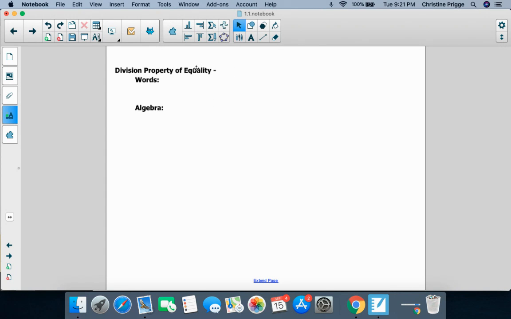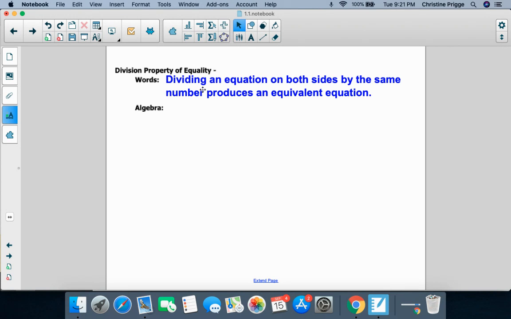Next, the division property of equality. Again, same concept. What you do to one side of an equation, you need to do the other. So if you're dividing one side of an equation by a number, you need to divide the other side of the equation by the same number. Dividing an equation on both sides by the same number produces an equivalent equation.